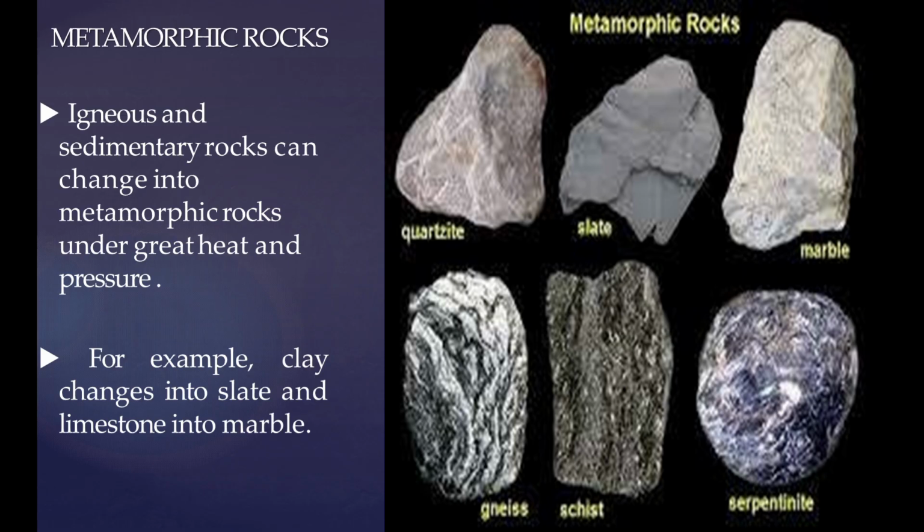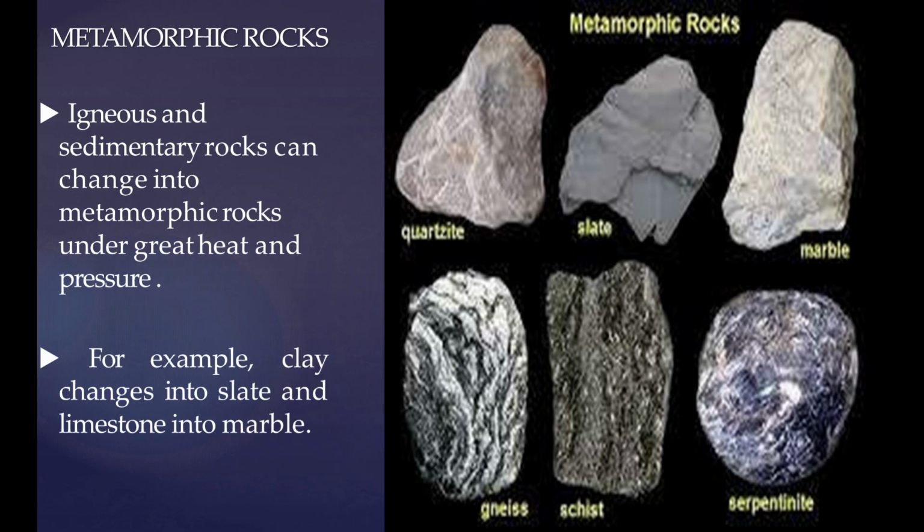This process takes place at a depth of about 12 km to 16 km below the Earth's surface, where the temperature and pressure are very high. Both igneous and sedimentary rocks undergo metamorphism. After being formed at such a depth, these rocks reach the upper surface of the Earth due to internal forces and become available to us.